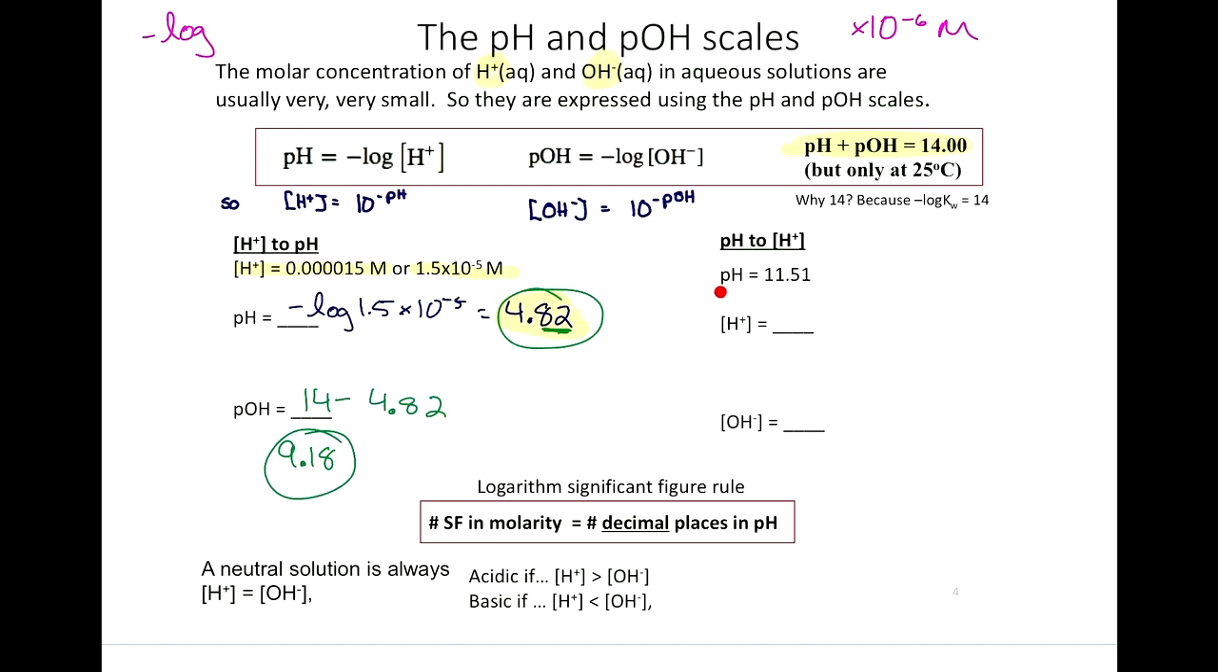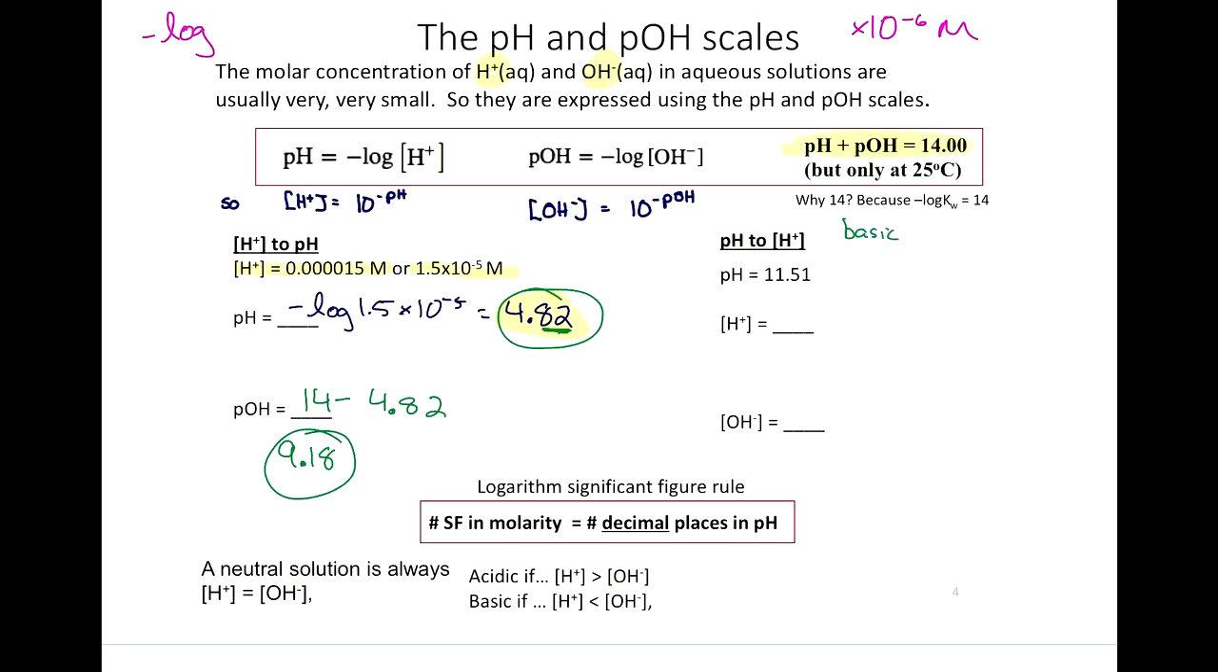So we have a solution that is pH 11.51. Is this solution basic or acidic or neutral? What do you think? Let's look down here. A solution is always neutral when H+ concentration equals hydroxide concentration. So a pH of 7 is neutral. pHs lower than 7 are acidic. pHs higher than 7 are basic. Let's actually get the concentrations and I'll prove to you that this solution is actually basic.